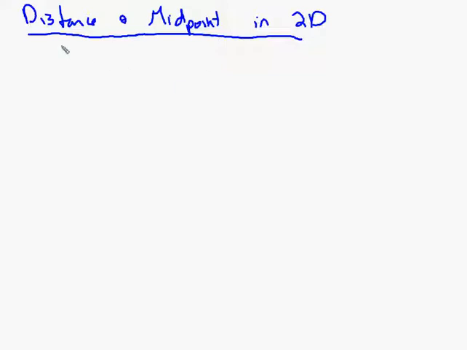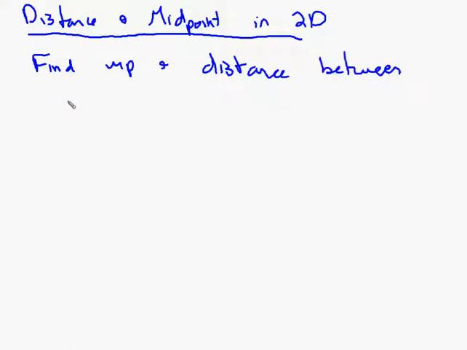So if I give you, find the midpoint and distance between point A, which I'll say is -5, and point B, which I'll say is 13, well, how many pieces of information do I have for point A? 1. -5. How many pieces of information do I have for point B? 1. So I'm in 1 dimension.